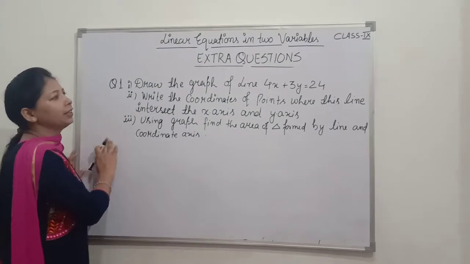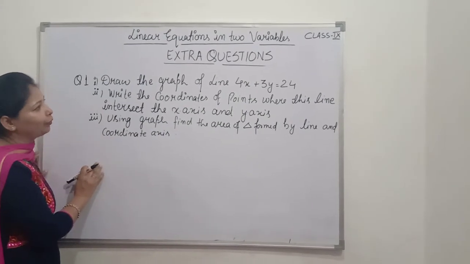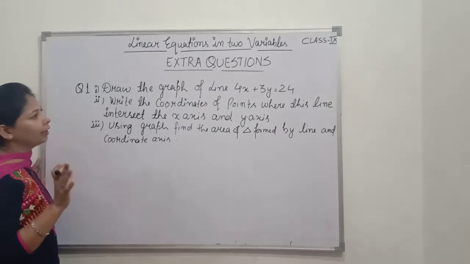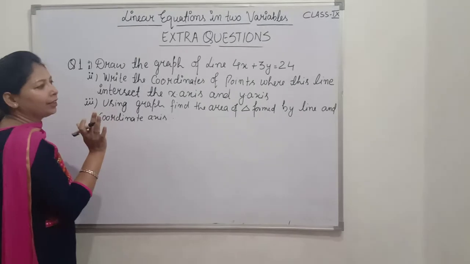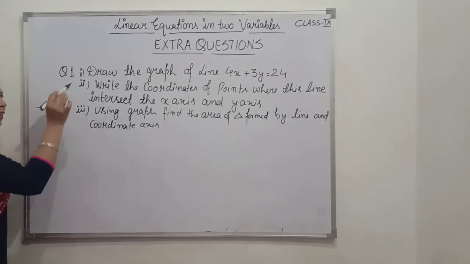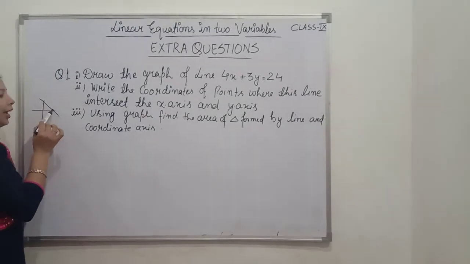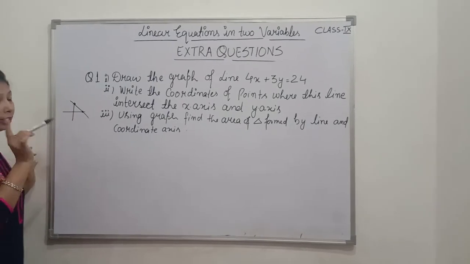Question number 1 is, draw the graph of the line 4x plus 3y is equal to 24. The second part is, write the coordinates of the point where this line intersects the x-axis and the y-axis. That means if I plot the graph of this equation, I have to tell at which point it cuts the x-axis and at which point it cuts the y-axis.